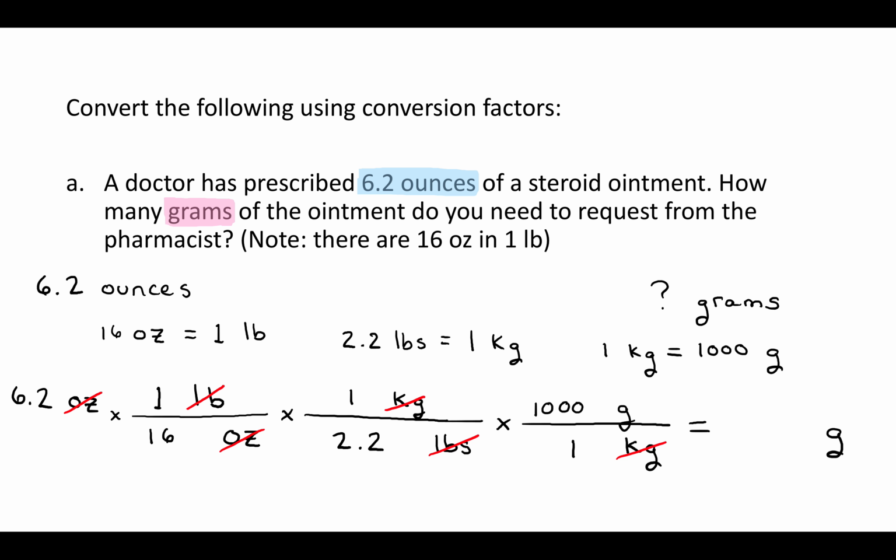And now you plug this into a calculator. You would hit 6.2 times 1, enter, divided by 16, enter, times 1, enter, divided by 2.2, enter, times 1,000, enter, divided by 1, enter. That should give you 176.14 grams, and that is what you're going to send to the pharmacist. That's the answer to the question.